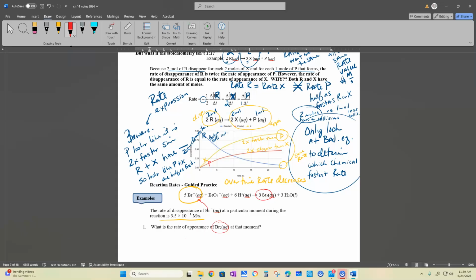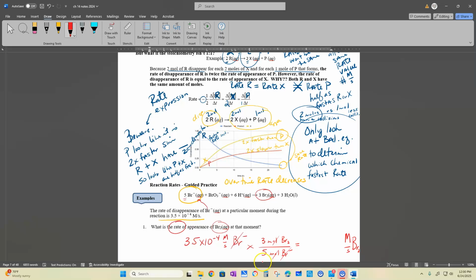So if I start with 3.5 times 10 to the negative 4 M over s of Br minus, well, use stoich. I'm not trying to get rid of the units, because I want rate. I still want M over s. I just want a new chemical. And how do you change chemicals? Well, you need stoichiometry. So right here, I have 5 moles of Br minus, and I have 3 moles of Br2. I got rid of the moles, but now I got rid of the chemical.